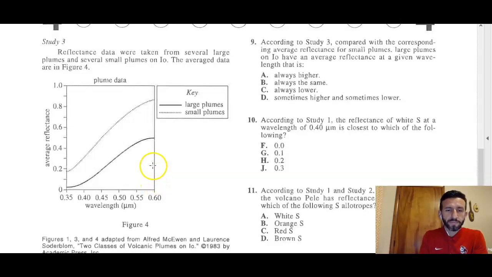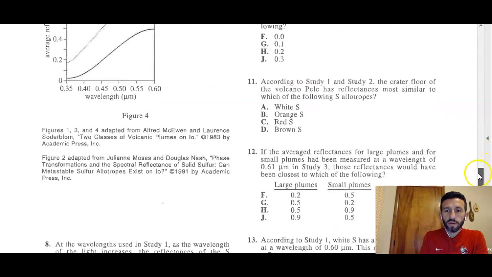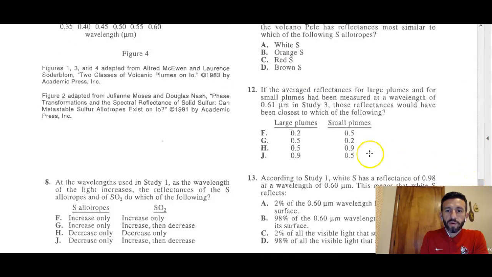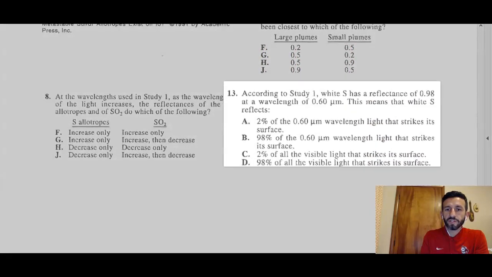So they're asking me to extrapolate, which means predict what's going to happen based on the pattern that I already see. Okay? So large plume is at about, what do we think? Well, close to 0.5. And small plume is pretty close to 0.9. So at 0.61, we can estimate it's going to be around 0.5 for large, 0.9 for small. So let's look, 0.5 for large, 0.9 for small. Letter H right here. That's awesome. It's easy as that. Let's look at our last question.